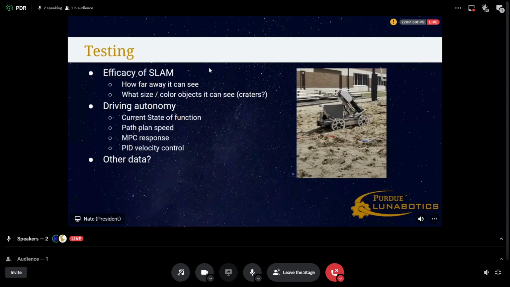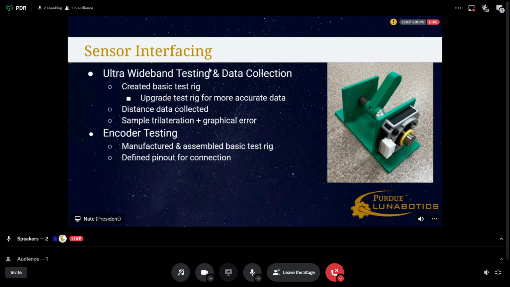And then once we've done that, test the driving autonomy and get the current state of how it functions. For example, how fast pathfinding works, how MPC responds to a path, and how our PID velocity controller will adapt. That matters if we're stuck in sand and it doesn't go fast enough. And the last bullet point is, if anyone can think of any other data that they want from testing, we can work that in also.